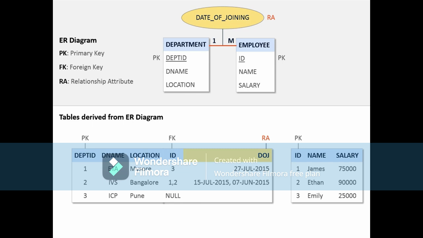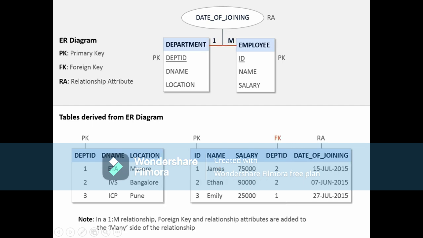This creates a problem. Employees with ID 1 and 2 belong to IVS. The database will not allow storing multiple values in a single cell. So, foreign key must always be created on the many side of the one-to-many relationship.